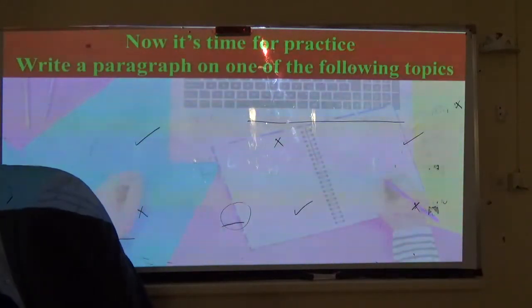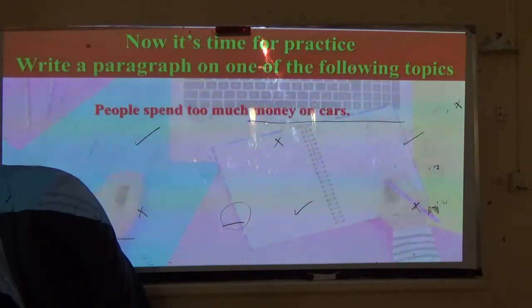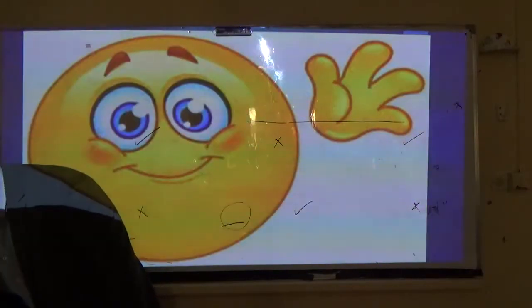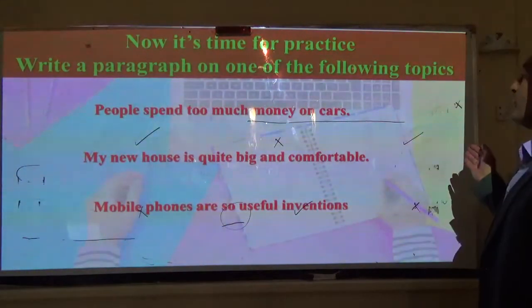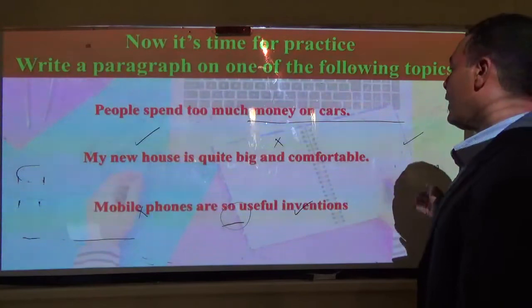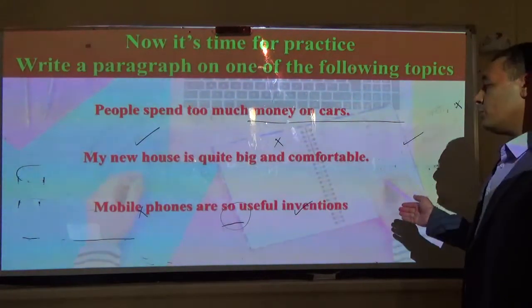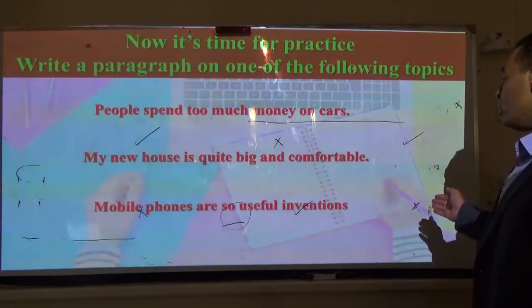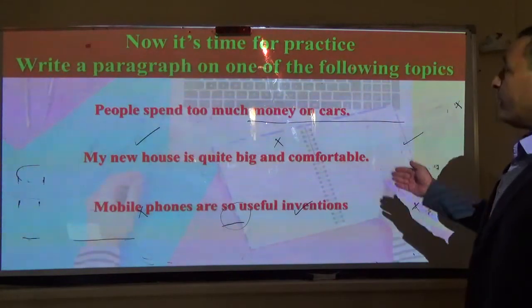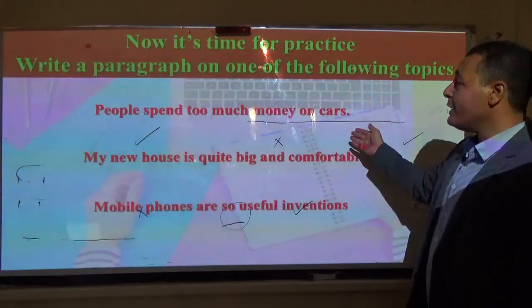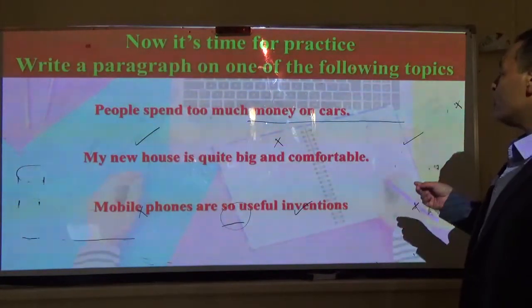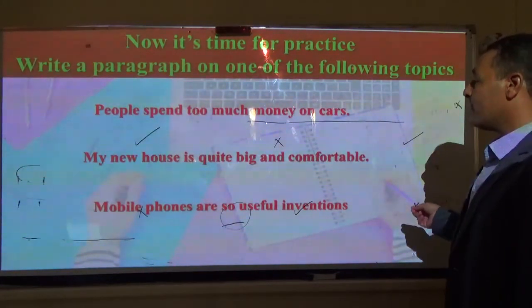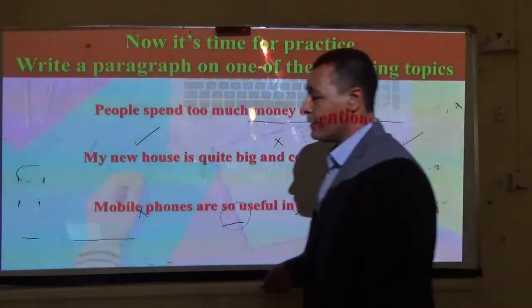Now it's time for practice. Write a paragraph on the following. People spend too much money on cars. My new house is quite big and comfortable. Mobile phones are a very useful invention. Now it's your turn to write at home. Use your own words. Try to use a topic sentence, supporting sentences, and a concluding sentence.